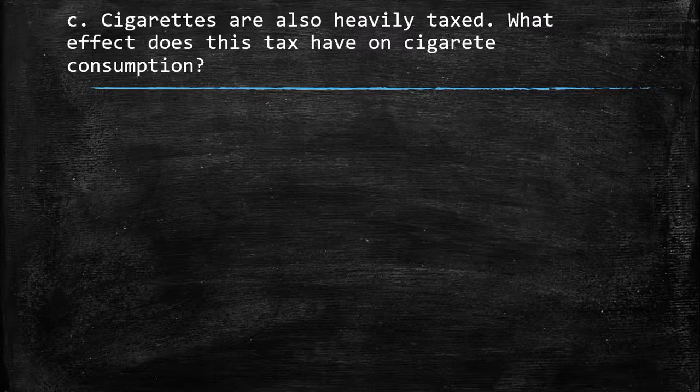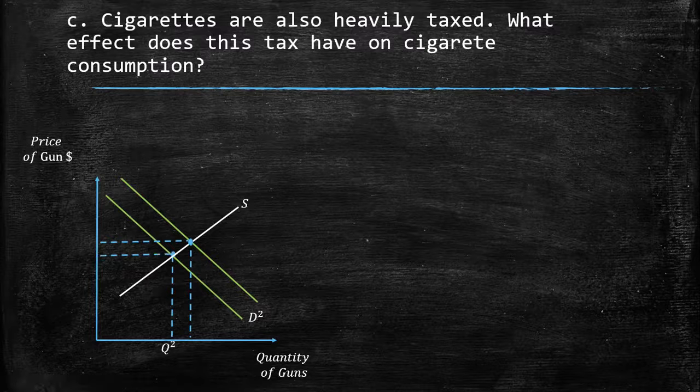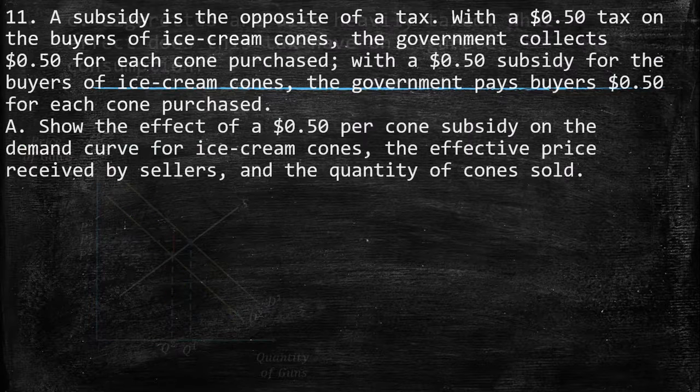Cigarettes are also heavily taxed. What effect does this tax have on cigarette consumption? So here, forget these guns, it is cigarettes. So here, remember, we have a decrease in demand. So in this case they have to pay P3 instead of P1, and sellers are going to receive P2, and the difference, P3 minus P2, is going to be the tax. So there's going to be a decrease in the consumption of cigarettes.